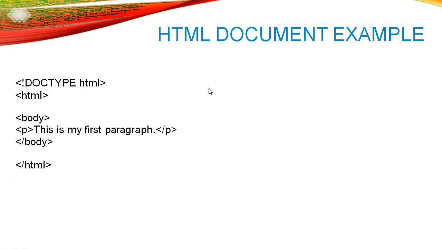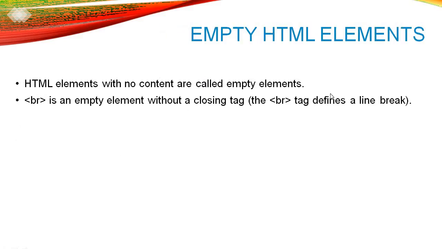Now, some HTML document examples: document type HTML, body, write some paragraph, close of body, and then close of HTML. This is the way by which we will mention some HTML documents. Now, here are some empty HTML elements.